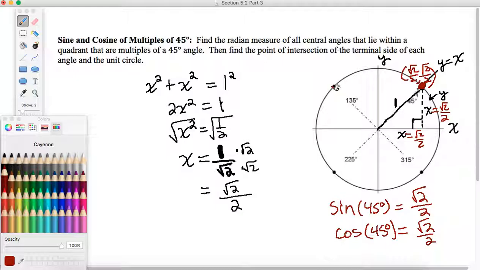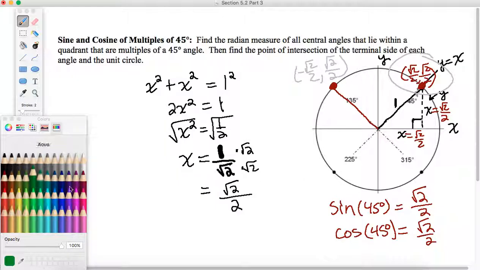It splits this quadrant in half. This point right here is going to be very similar to the original point that I got over here, except this is now a negative x value. So I'm going to have a negative square root of 2 over 2. And the y coordinate, I go up, so that'll be a positive square root of 2 over 2.